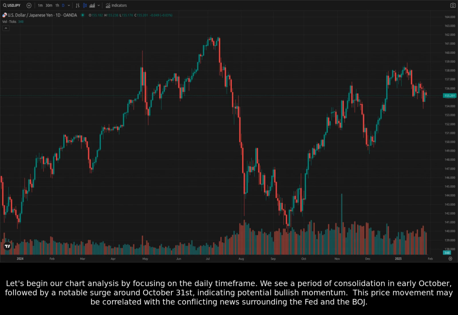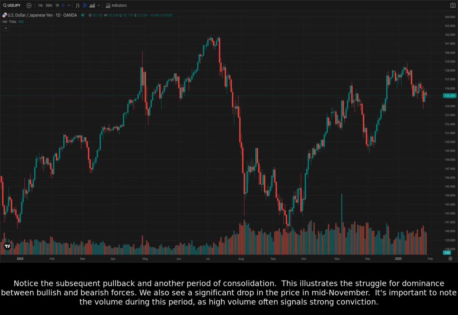Let's begin our chart analysis by focusing on the daily timeframe. We see a period of consolidation in early October, followed by a notable surge around October 31st, indicating potential bullish momentum. This price movement may be correlated with the conflicting news surrounding the Fed and the BOJ. Notice the subsequent pullback and another period of consolidation. This illustrates the struggle for dominance between bullish and bearish forces.